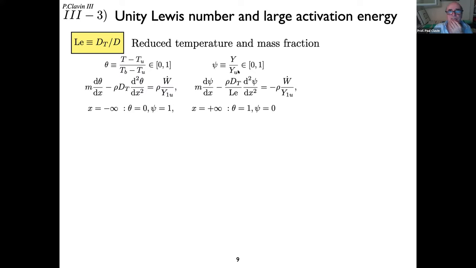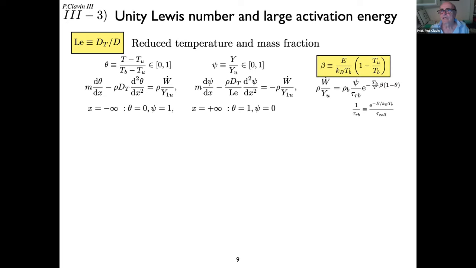When theta equals zero, psi equals one, because y equals y_u. And when theta equals one in the burned gas, you should have psi equal zero, because y is zero, because you have consumed the reactant. And the reaction rate here takes this Arrhenius form with the term.